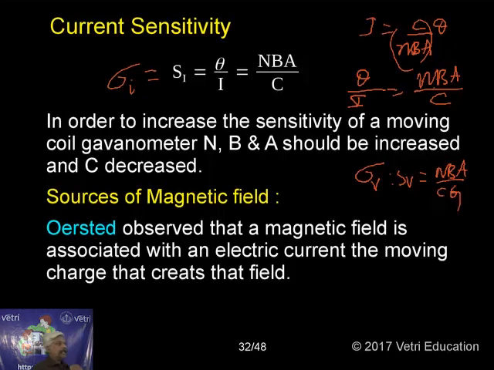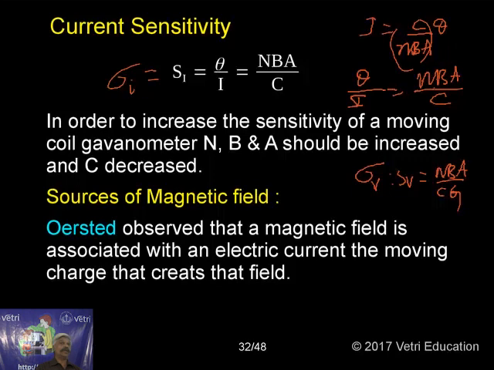What is G? G is called galvanometer resistance. If current is divided by resistance, automatically it gives voltage. So it is called voltage sensitivity. So what is current sensitivity? NBA by C. For the voltage sensitivity, I is equal to V by R, therefore it should be divided by R. Here the resistance is nothing but the galvanometer resistance. Therefore NBA by CG.